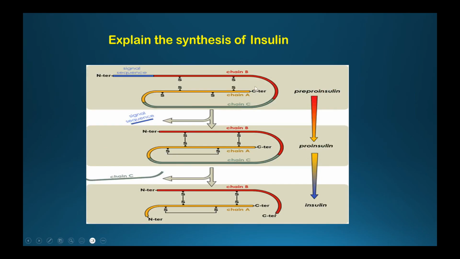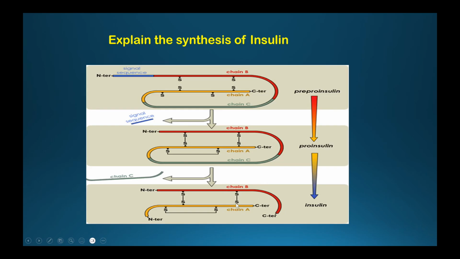You have an alpha or A chain, a beta or B chain, and a C chain with a signal sequence at the N terminal. Then this preproinsulin is cleaved to form proinsulin, where the N-terminal signal sequence is removed. This blue portion is removed, and you still have 3 chains, A, B, and C. And here the C peptide or C chain is removed. After that, it becomes a 2 chain sequence, A and B chain.